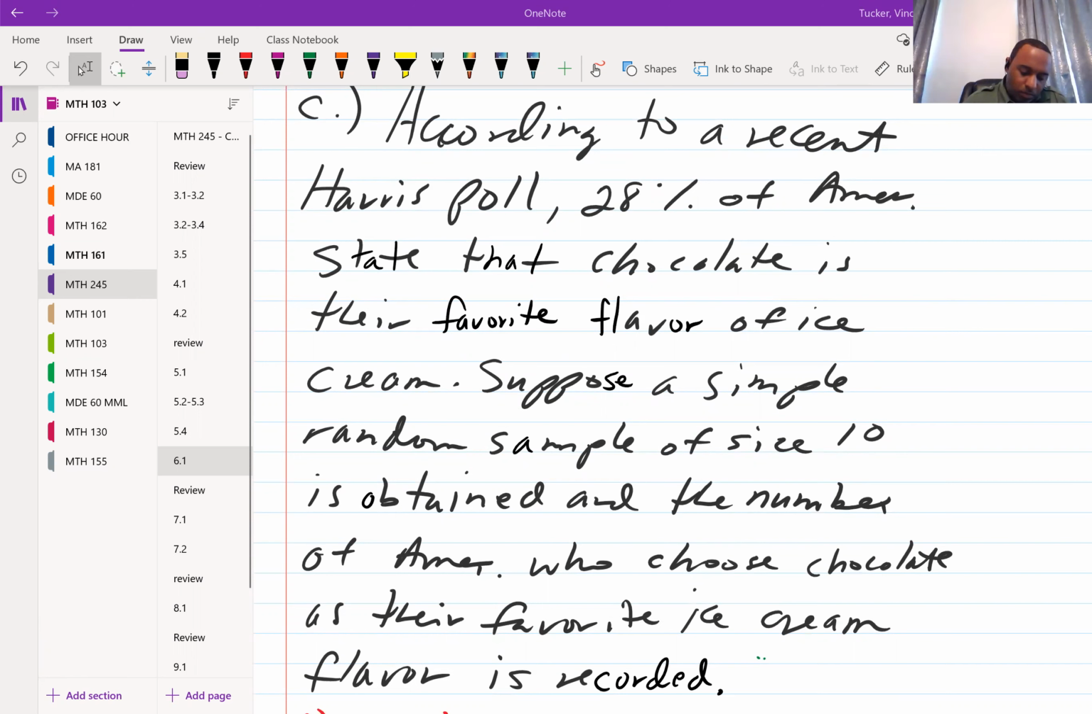All right, so let's check our 4 criteria. Are the experiments performed a fixed number of times? The answer is yes. We have a sample size of 10, so we'll be picking out 10 people. Are the trials independent? Yes, picking out a person has nothing to do with picking out the next person.